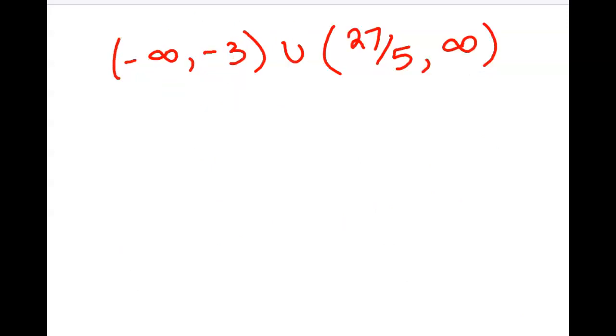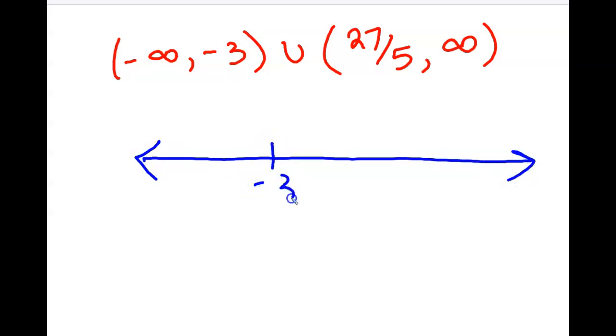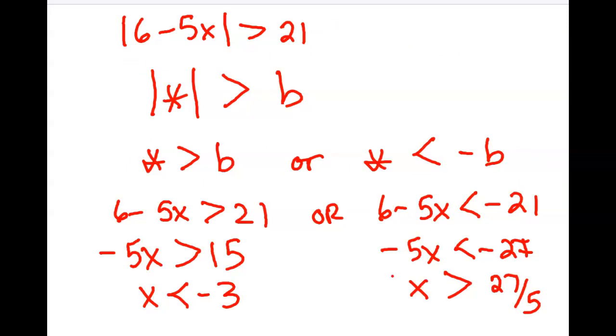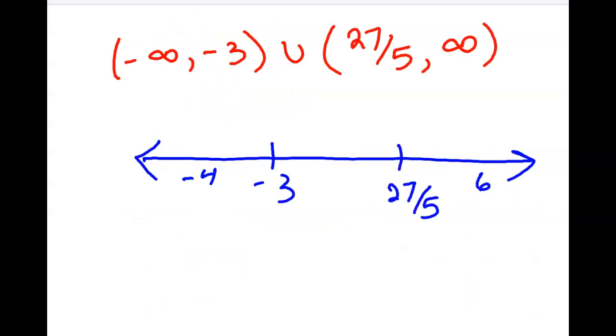And if you wanted to even double check this, you could do a number line, because this is going to lead into our last example. And here is negative 3, and here's 27 over 5. If you pick a number like negative 4 and a number like 6, and we plug them into the original, if I put negative 4 in here, 6 minus 5 times negative 4 is going to be 26, and that is greater than 21. So this region here is valid, which is being illustrated here.